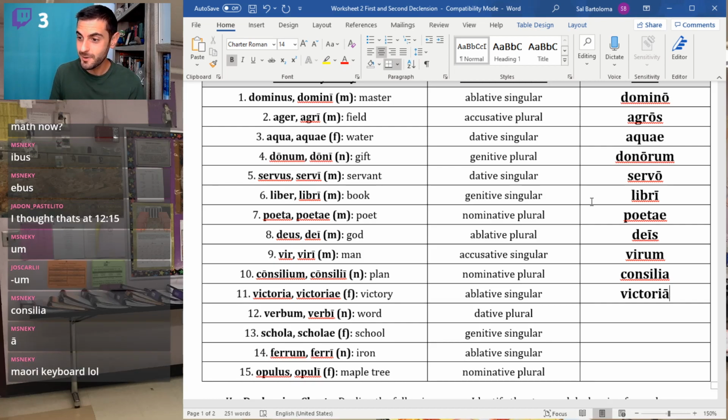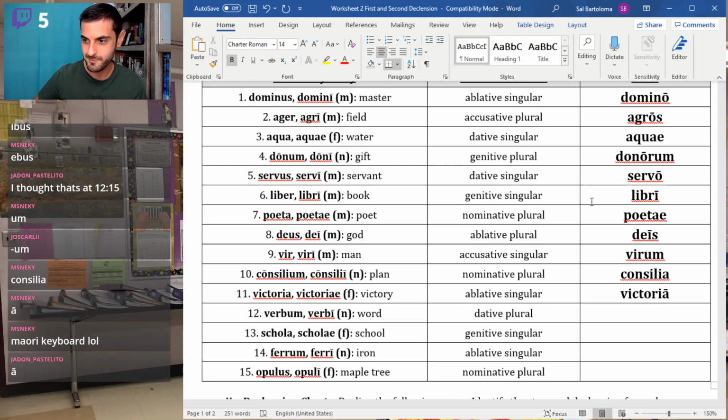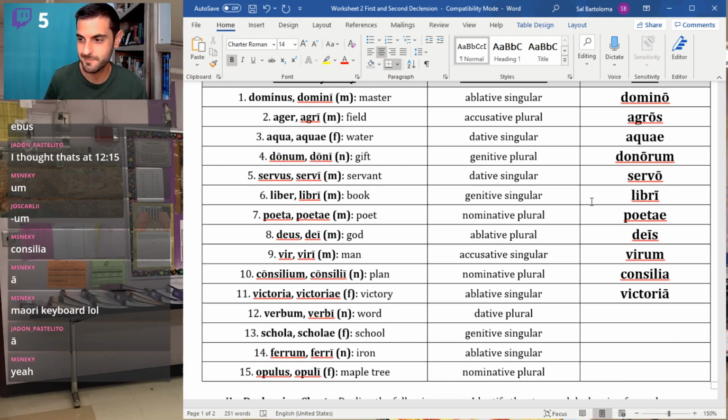Me too! I use the Maori keyboard. It's the easiest way to do it. Do you press the little tilde, the little squiggly, and then you push the vowel? You get it. Yeah, it's awesome. It makes it super easy.